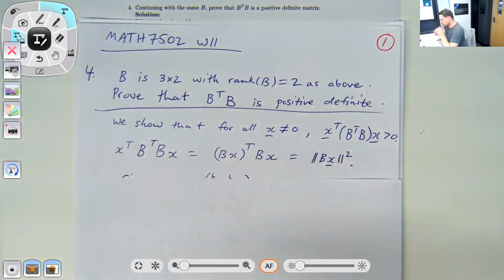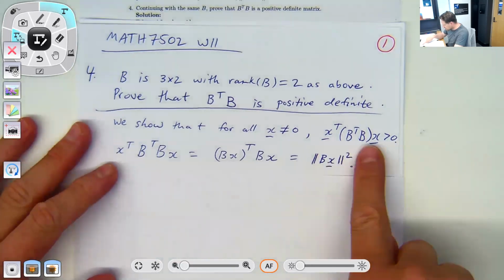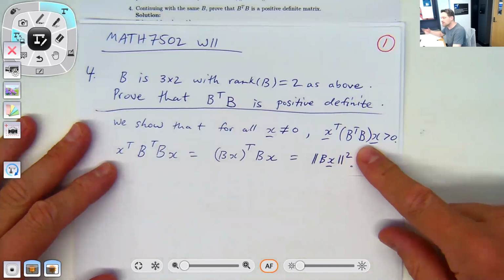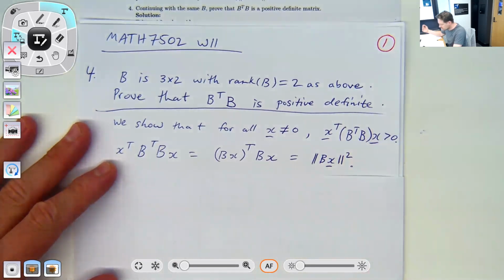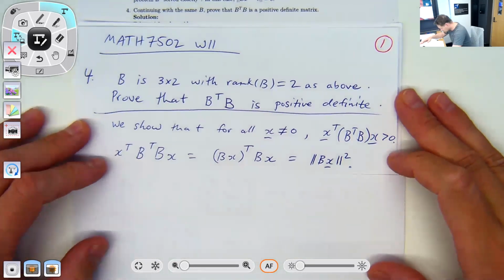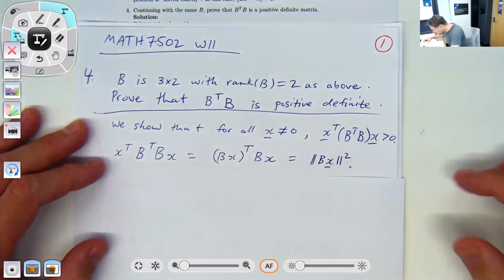So our first observation is that this is the square of the norm of Bx. We're nearly there. We know that this is greater than or equal to 0, but our final step is to show that it's not 0. Then we get that it's positive.